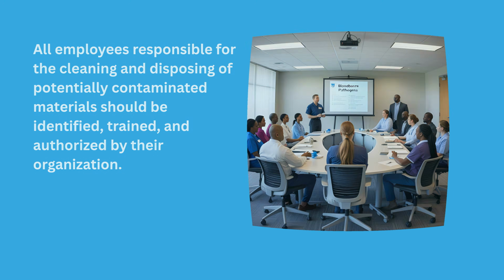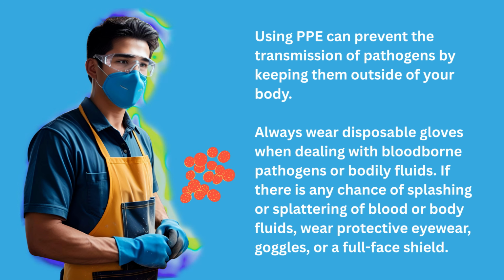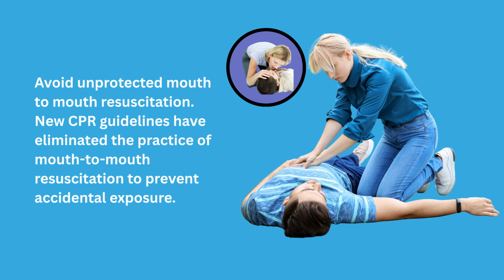Personal protective equipment is perhaps the most effective precaution an employee can take to remain safe when a condition exists involving bloodborne pathogens, placing a protective barrier between you and the potentially hazardous conditions, if they exist. Using PPE can prevent the transmission of pathogens by keeping them outside of your body. Always wear disposable gloves when dealing with bloodborne pathogens or bodily fluids. If there is any chance of splashing or splattering of blood or body fluids, wear protective eyewear, goggles, or a full-face shield. If dealing with large quantities of fluids, use a disposable apron or smock to protect yourself and your clothes from contamination.